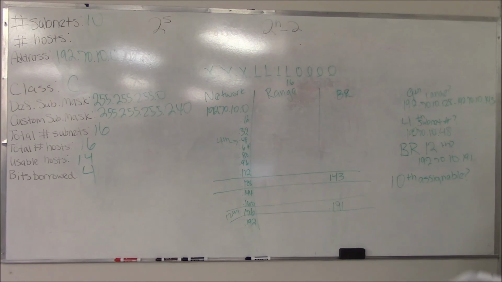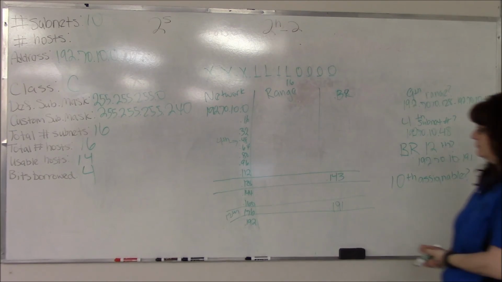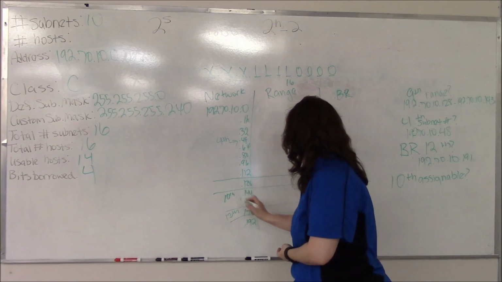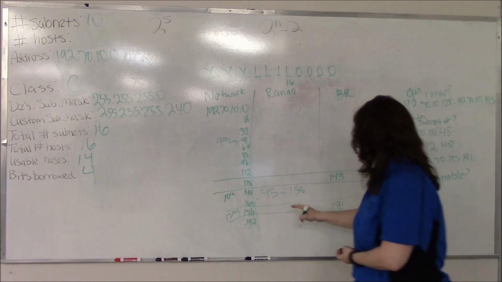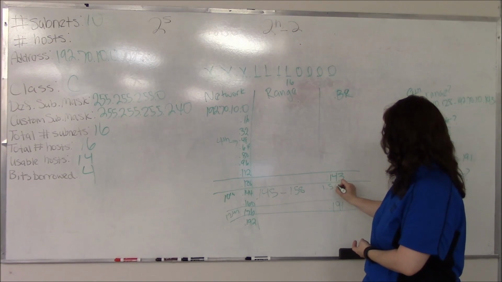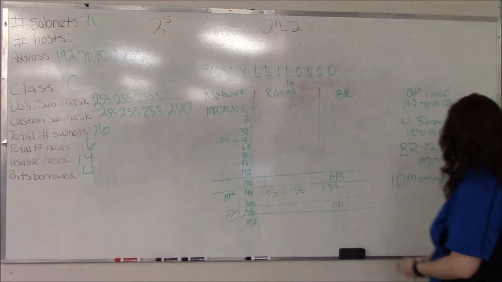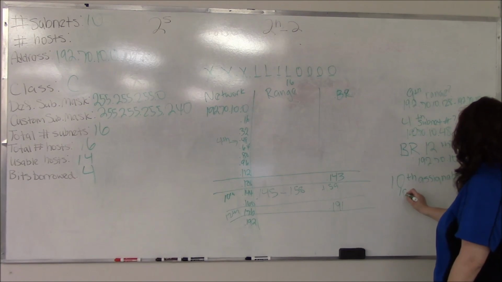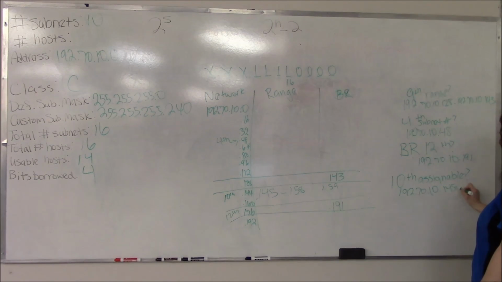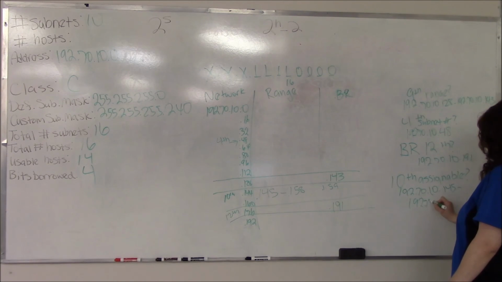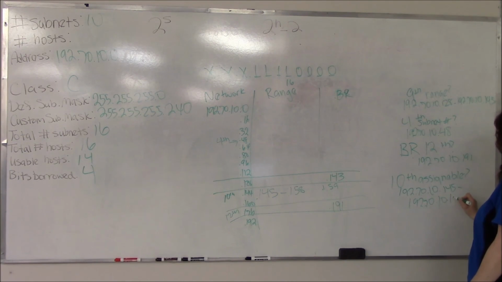The 10th assignable range. 145 to 158. Very good. 145 to 158, because one less would be 159. So 192.70.10.145 to 192.70.10.158.